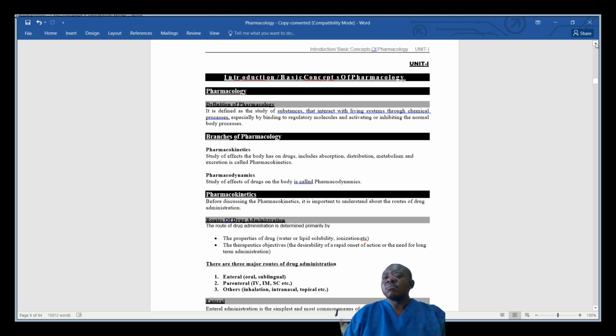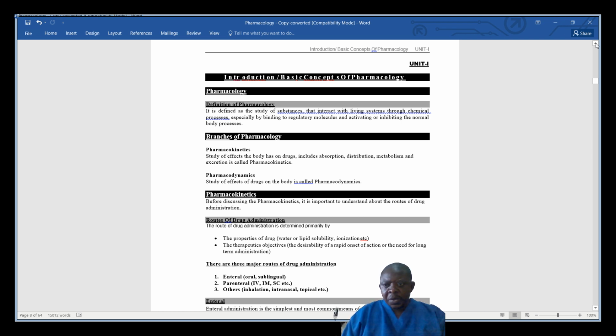So the simple definition of pharmacology is a study of drugs and medicine and how they interact with the body or the living system to affect the normal process or the normal physiology. So how do they affect? By bringing about either activation or inhibition. Now, with the definition of pharmacology appreciated, we went on to look at the branches of pharmacology.